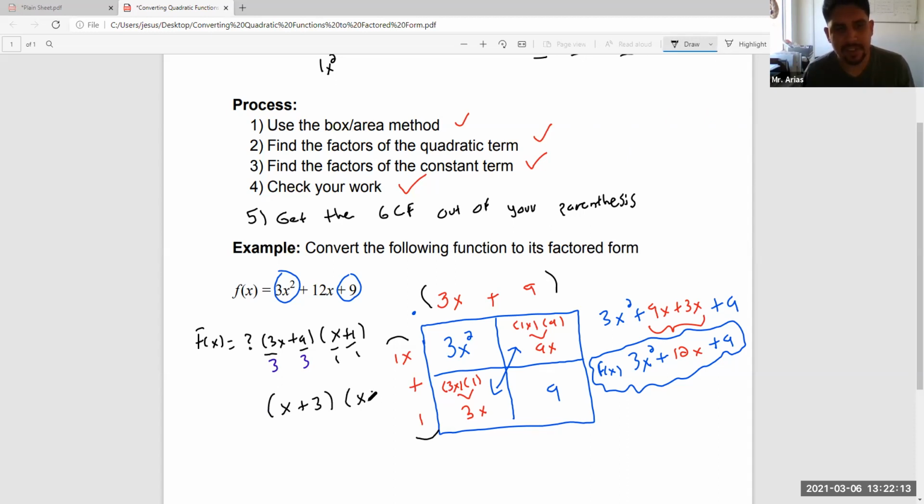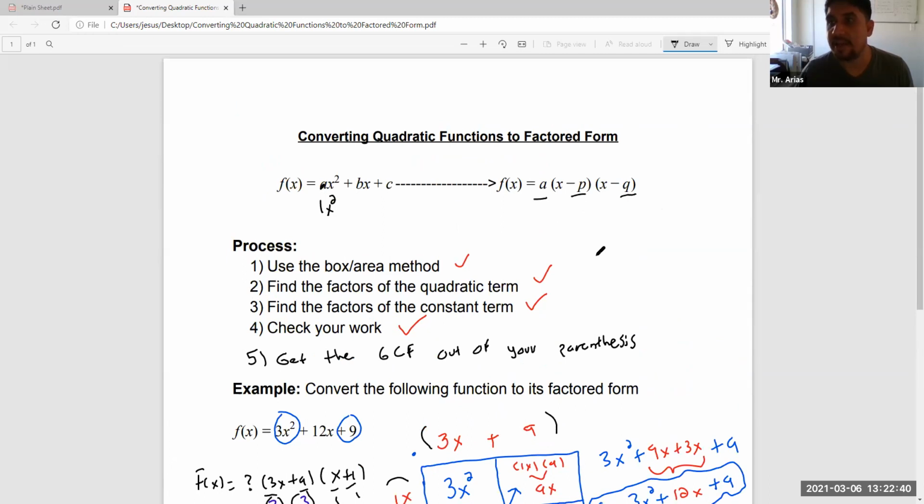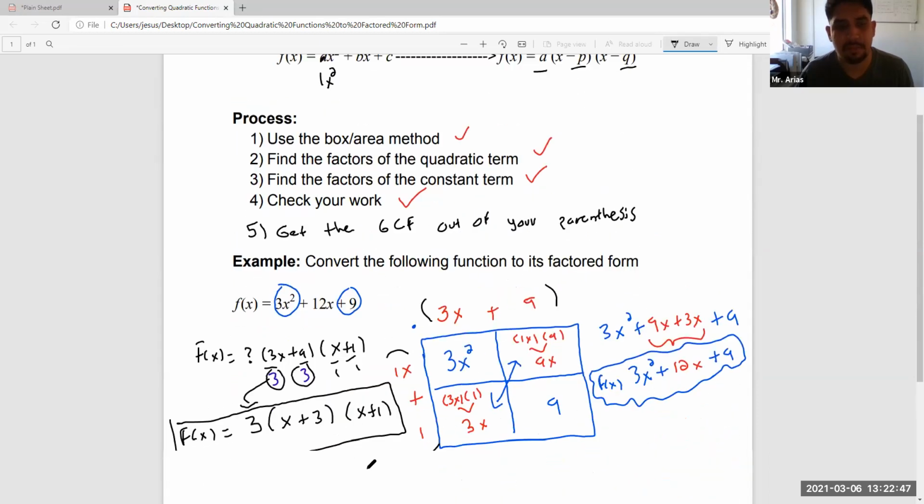Like I said, nothing happens to the second parentheses. But now what I'm going to do here is I'm going to take my GCF, which is 3, and I'm going to place it on the left-hand side of the parentheses. That way, I can use it as the value of a that I was missing initially in my factorization. So what this means is that now we have something that looks exactly like the equation of a quadratic function in factor form. I have a value of a, which is 3. I have a value of p, which is 3. And I have a value of q, which is positive 1.